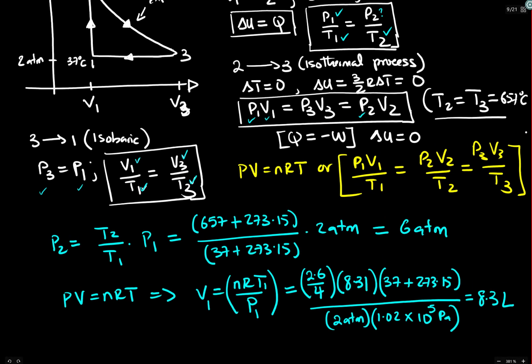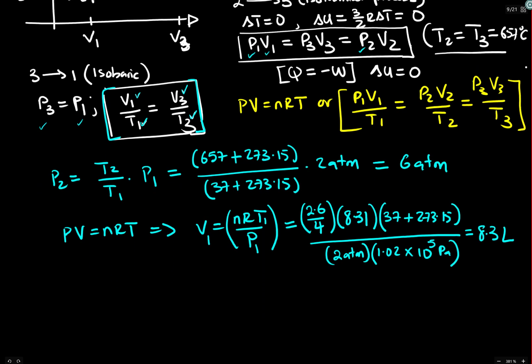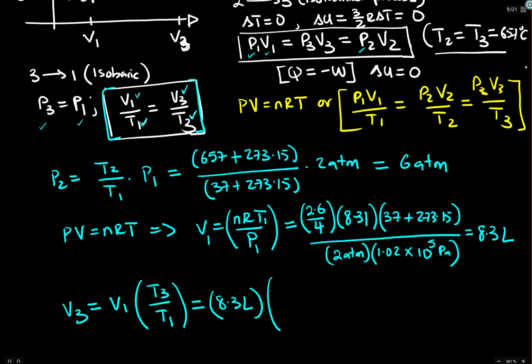Given that we know V1, we can use this expression to calculate V3. So V3 will be equal to V1 multiplied by T3 divided by T1, which is going to be equal to 8.3 liters divided by 657 plus 273.15 divided by 37 plus 273.15, and all of this will be equal to 25 liters.